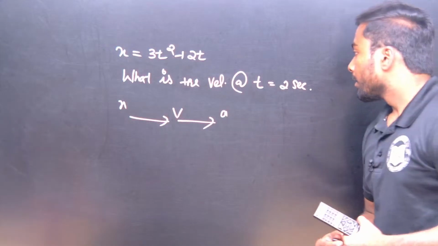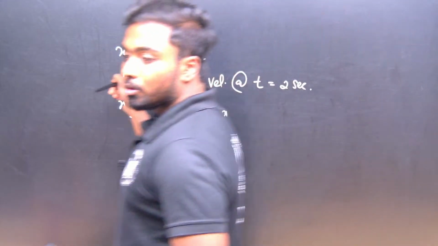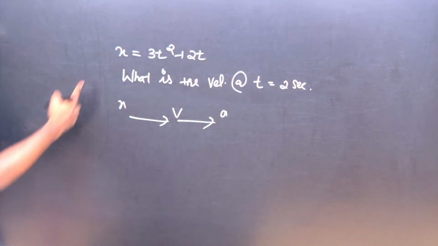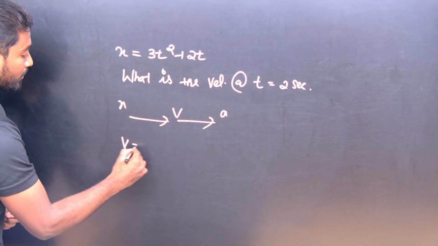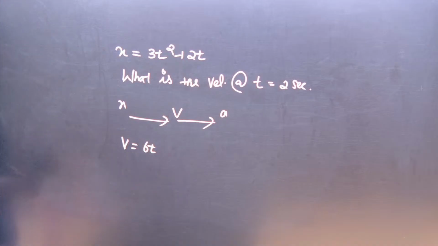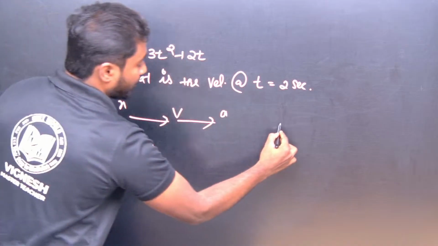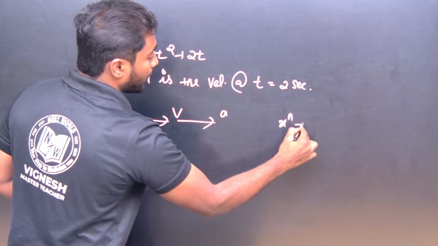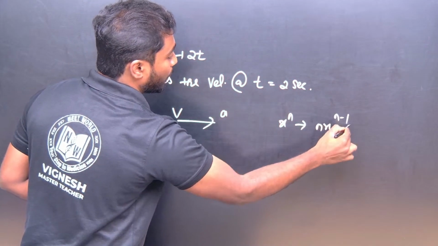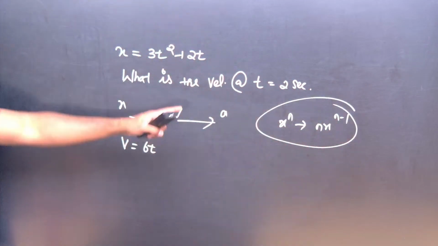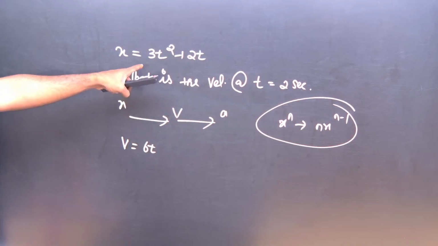Okay, done. So what should I do to get the velocity? Differentiation. So the differentiation of 3t square will be 6t. Like x power n can be written as n into x power n minus 1. This is the differentiation formula.